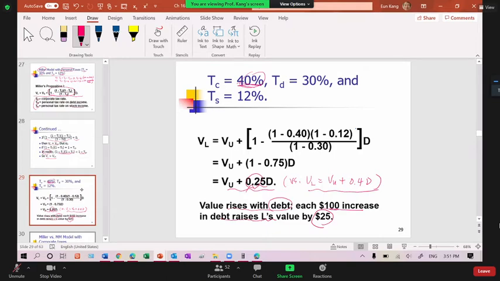Just the difference in debt policy. The higher the debt, the better. But only that the debt benefit is lower compared to the second paper, right? 0.25 versus 0.4. But the conclusion doesn't change. The more debt, the better.